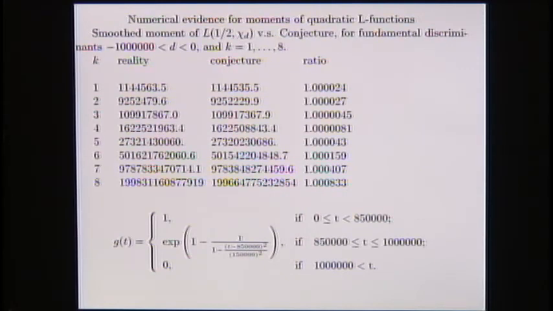For the zeta function, we go all the way up to like the 28th moment or something like that and check the prediction versus the actual numerical calculation. This is some results for the 8th moment of quadratic L functions for D up to about 1 million. And the actual computation and the conjectures are pretty close.